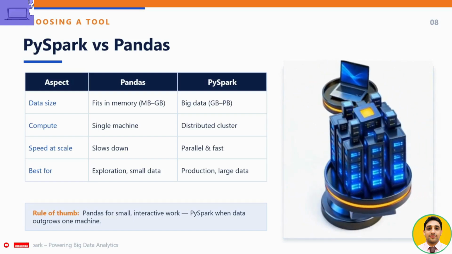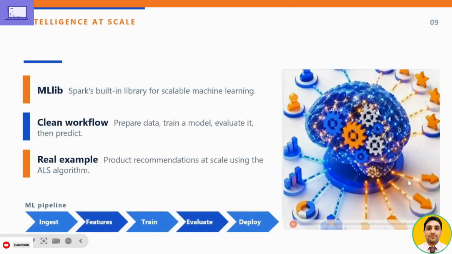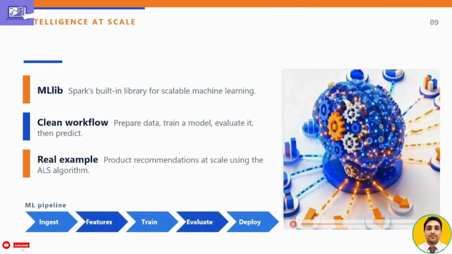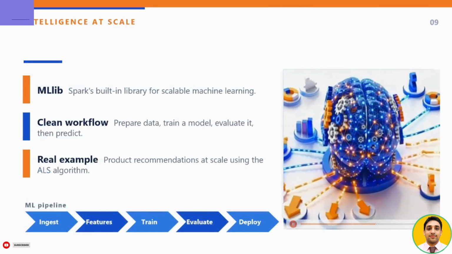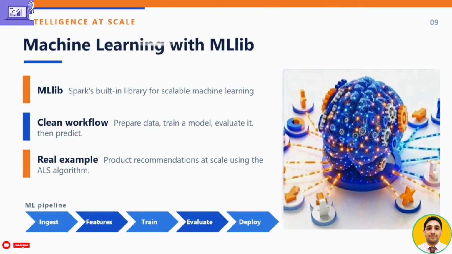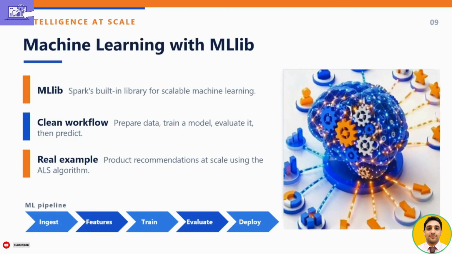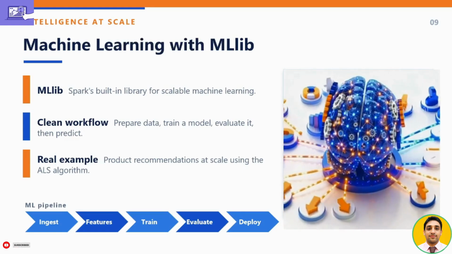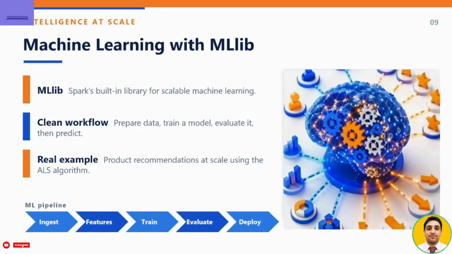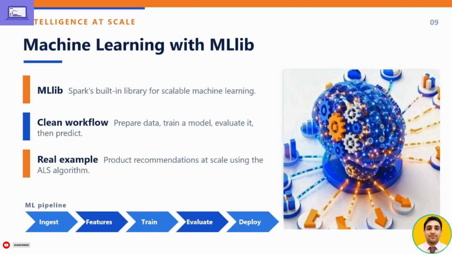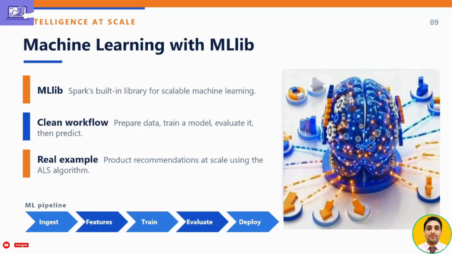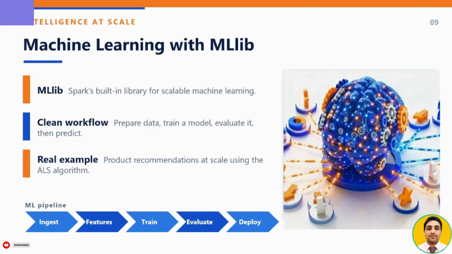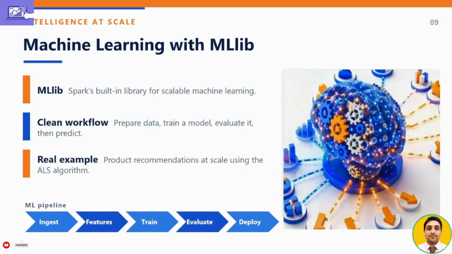Now, machine learning with MLlib. MLlib is Spark's built-in library specifically designed for scalable machine learning, meaning you can train machine learning models on datasets that are far too large for traditional single machine ML libraries.